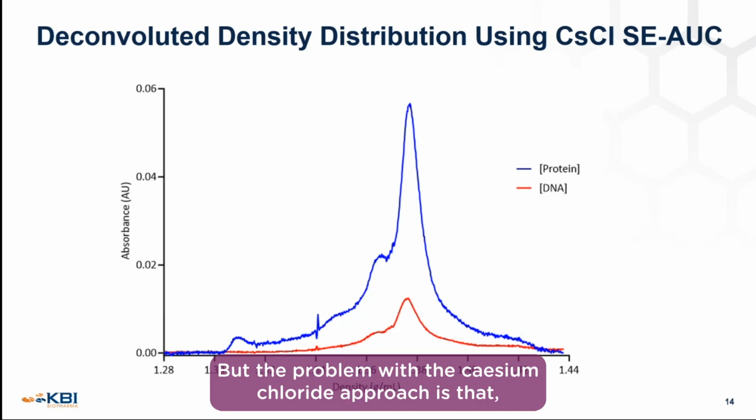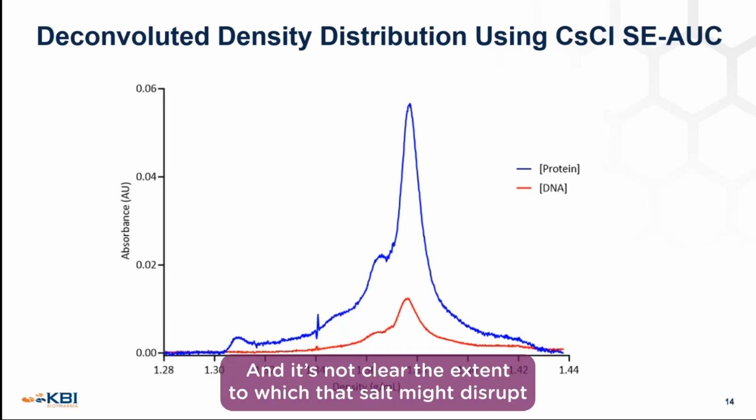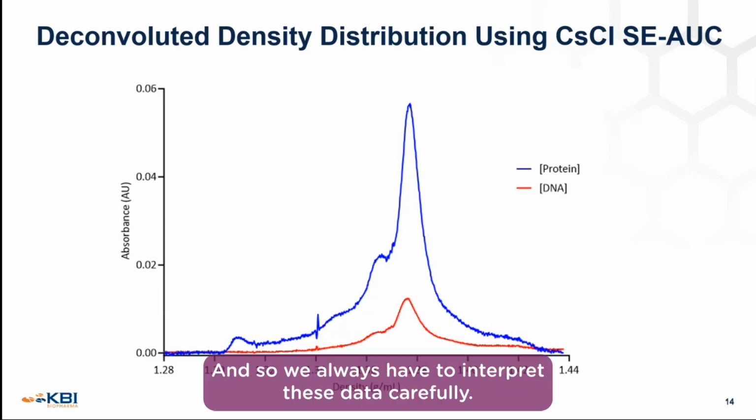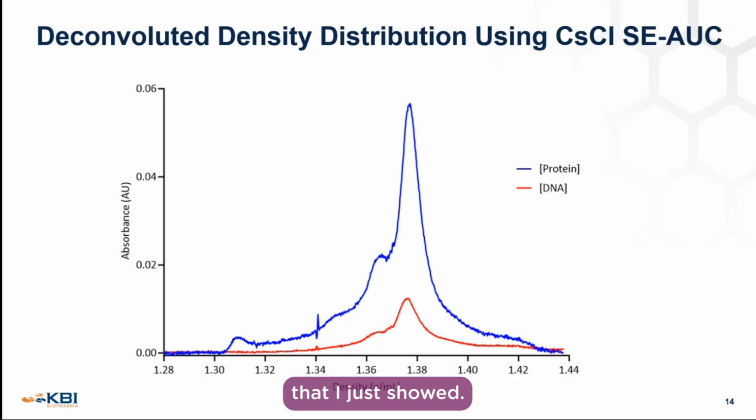But the problem with the cesium chloride approach is that we have to put these samples into a really high salt solution, and it's not clear the extent to which that salt might disrupt the size distribution. And so we always have to interpret these data carefully. But in general, these data are in agreement with the sedimentation velocity data that I just showed you.